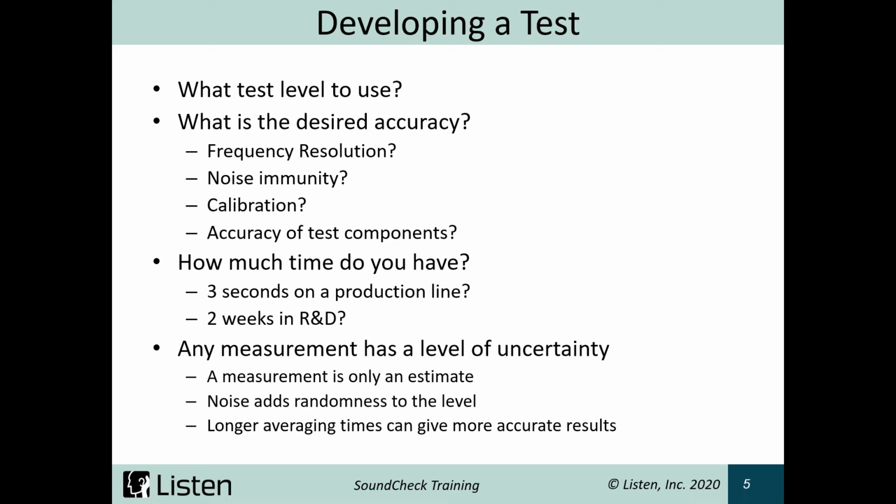Because in general, any measurement has some level of uncertainty. The measurement is really only an estimate of what we're inputting to the device versus what we're getting back. If you have more noise, you're going to have more randomness to the level. But longer averaging times can give more accurate results.